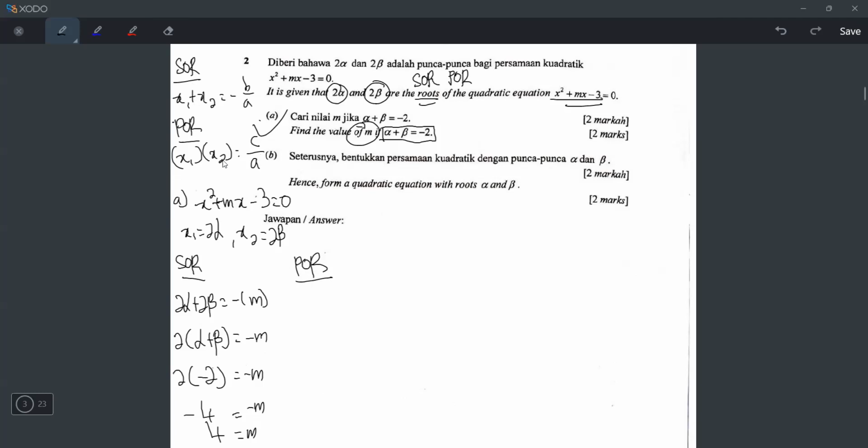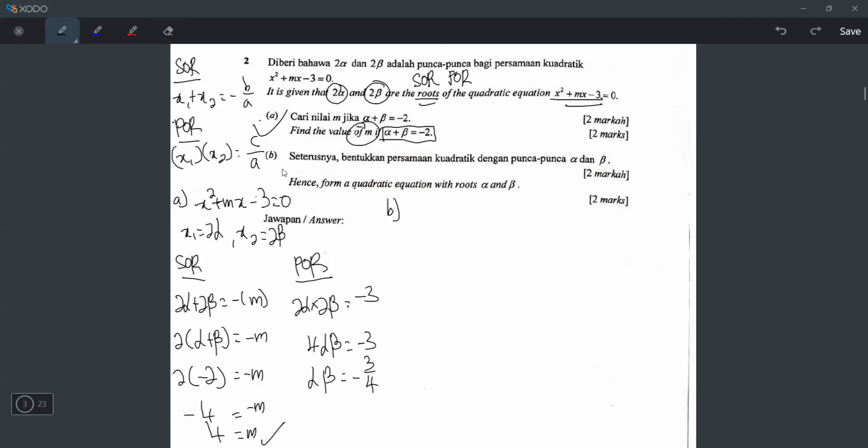So let's do POR: x1 times x2 equals c over a, 2 alpha times 2 beta equals c over a, and we all know the c of this equation is -3 and the a is 1, so divide by 1. 2 times 2 is 4, so 4 alpha beta is -3. I will get alpha beta equals -3/4. But just like what I said earlier, you don't need this for question A. The working for question A has already stopped before this. This is the answer already. But I'll still write it.